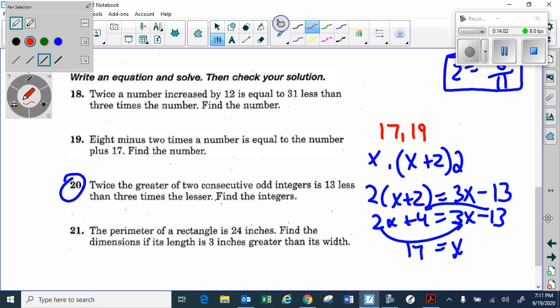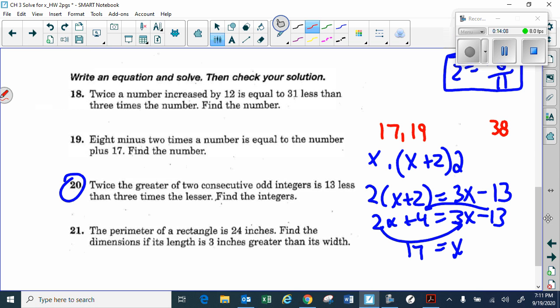Okay, now let's check it. Twice the greater of the 2. 2 times 19 is 38. It's saying that that number should equal 3 times the smaller. 3 times 17 is 51 minus 13. 51 minus 13 is 38. Okay, so that's our check on that to guarantee that we had it right. So the two numbers are 17 and 19. And that'll end it right there.